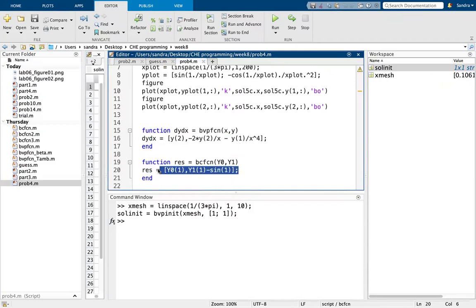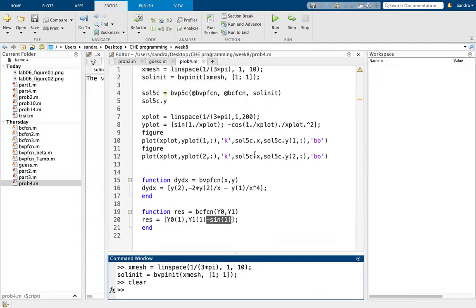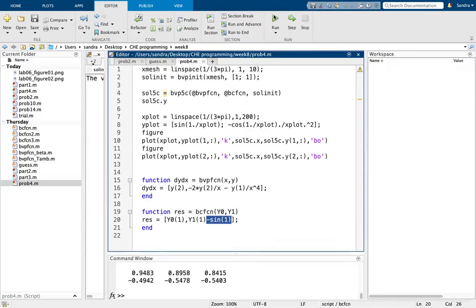Now we have to write the boundary condition. I'm not repeating again and again because both are given as the y value itself, so the index is always 1. The first boundary condition value is 0. The second boundary condition is equal to sine 1. You take it to the other side, so it becomes minus sine 1 equal to 0. This also you write as a column vector. Now I clear and run this problem and show you how it looks.